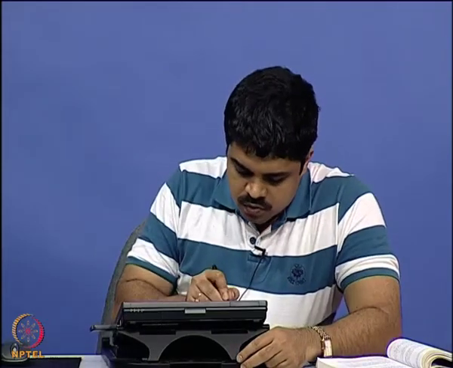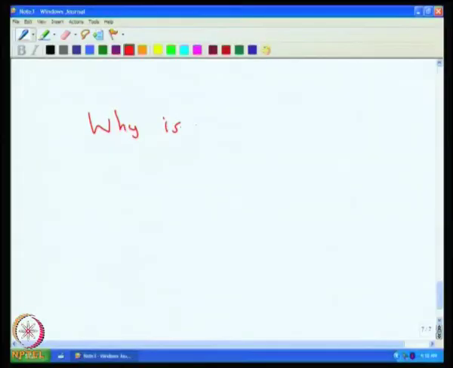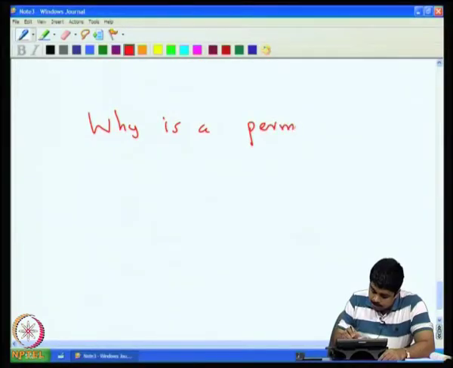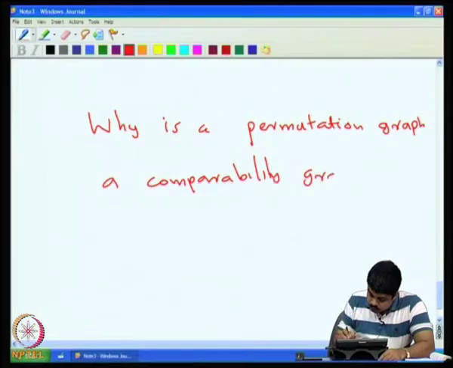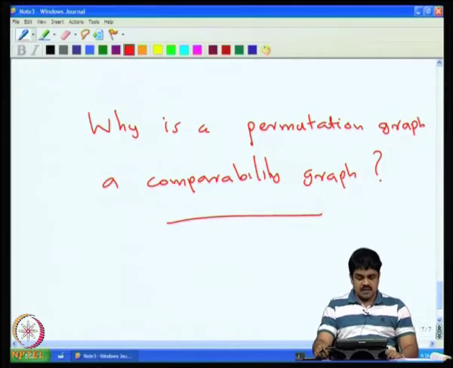Is it easy to see that any permutation graph is a comparability graph? So, why is a permutation graph a comparability graph? First, let us remind ourselves what a comparability graph was.